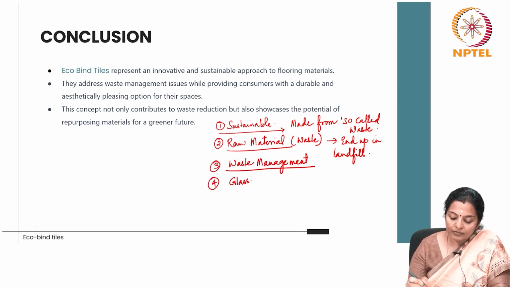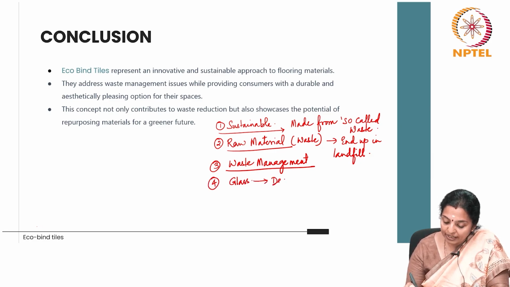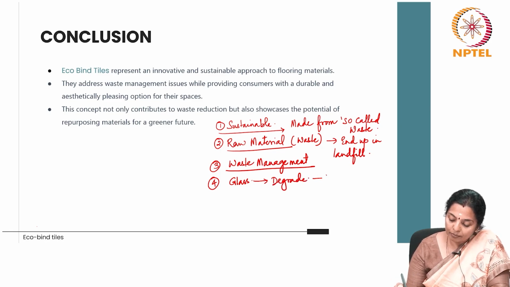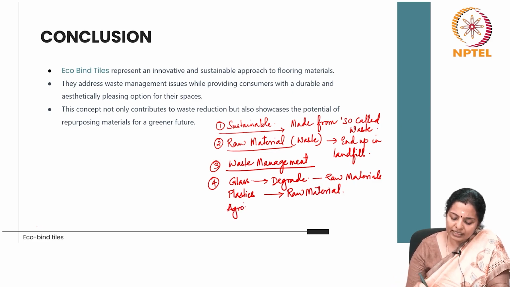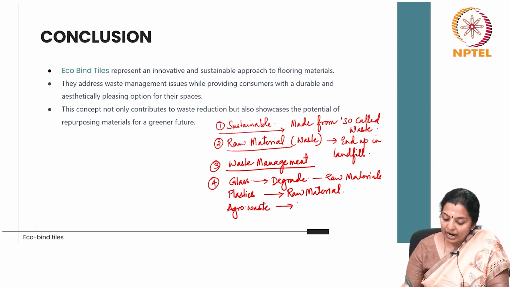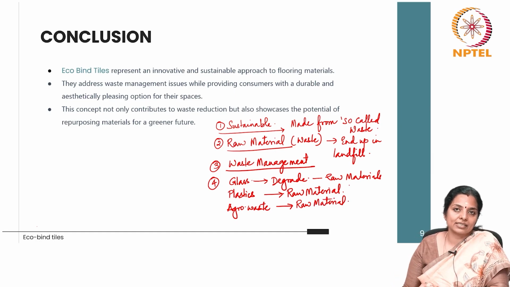Glass, which takes millions, billions of years to degrade and decompose, is one of the primary raw materials. Plastics, which are a huge source of environmental nuisance, is another raw material, because this plastic can find itself even inside the human body as microplastic. India being an agrarian country, there is a humongous amount of agro waste such as straw, bamboo, hemp, and this can be another raw material, and therefore what would otherwise end up as waste somewhere can be used as a raw material in these Ecobind tiles.